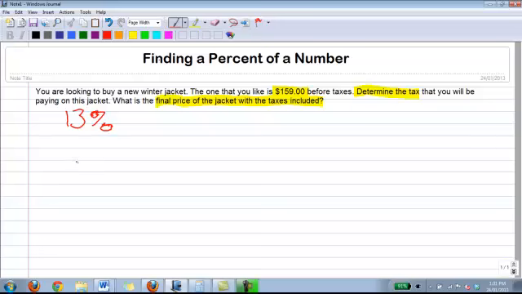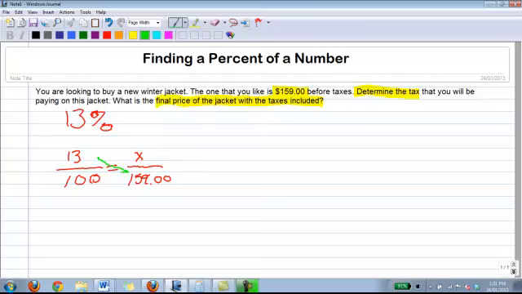So the way we will set up this problem is we will put our 13% over 100%. We will set up equivalent fractions. So what we are looking for will line up with the 13. The price that we know will line up with the 100. From there, there's just two simple steps to solving this problem.